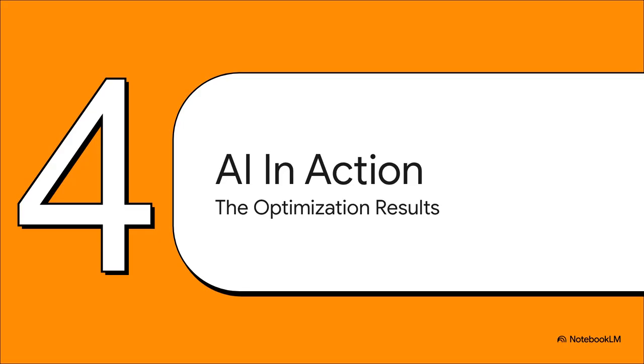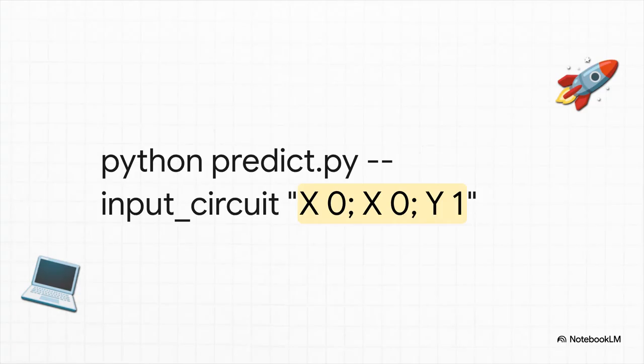Okay, so that's the theory. But does it actually work? Let's put this AI optimizer into action and see what it spits out. And this isn't some abstract idea. This is the literal command you type to run it. You call the script, and you just feed it an input circuit as a simple string of text. In this case, we're giving it 2 X gates on the first qubit, followed by a Y gate on the second one. So let's see what the AI thinks about that.